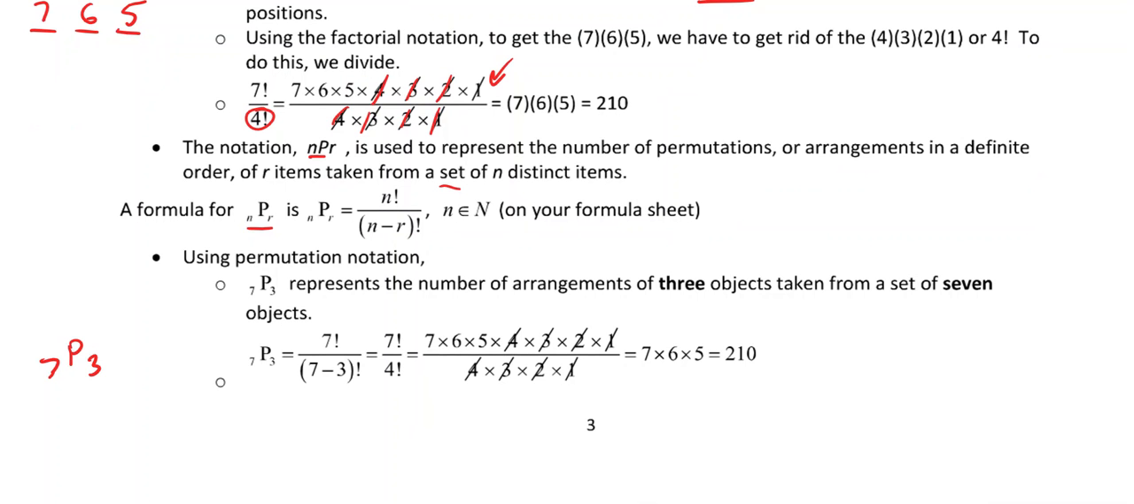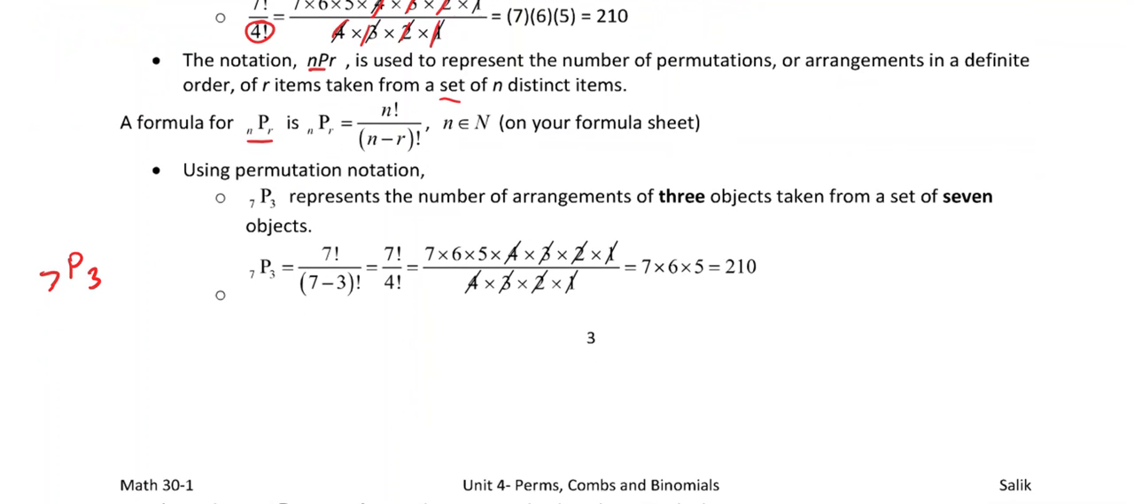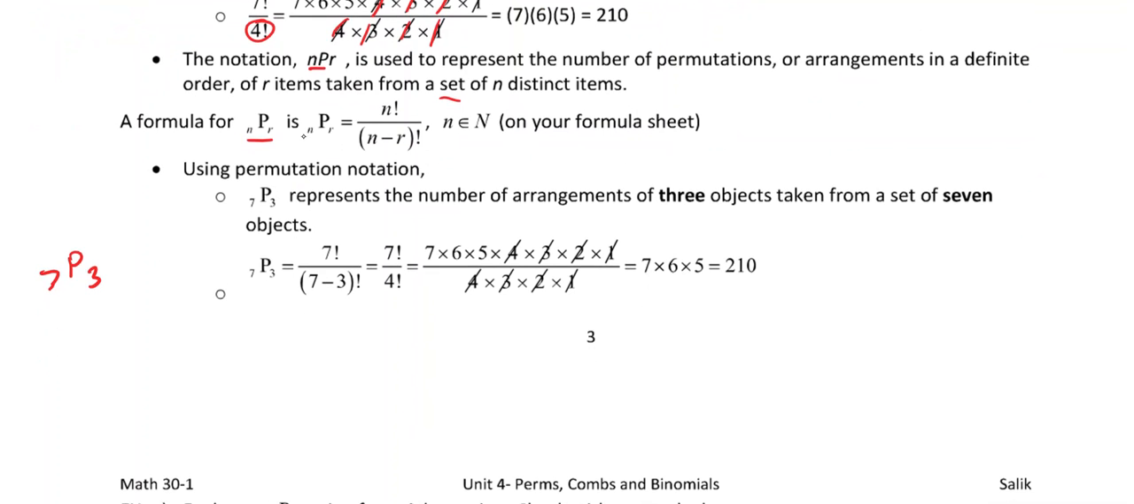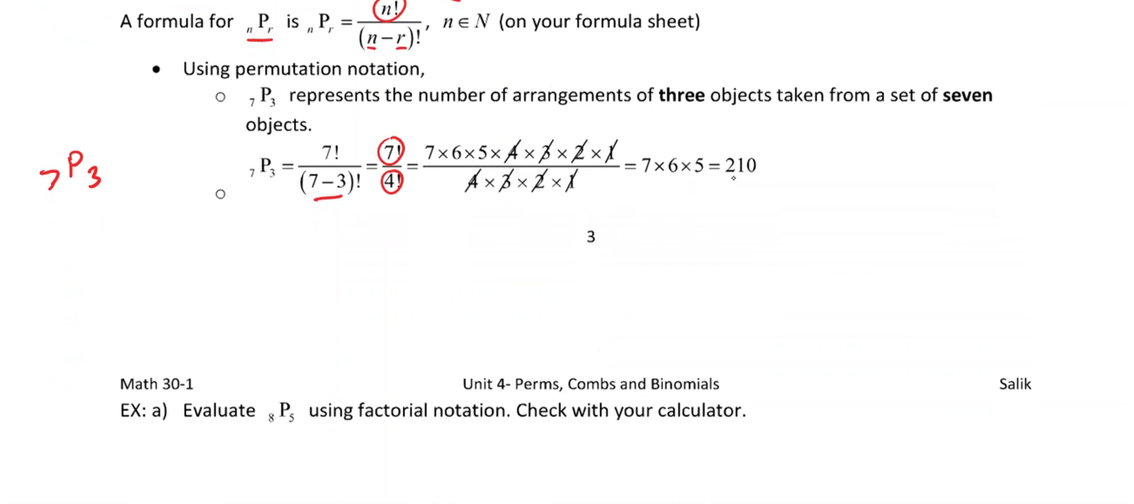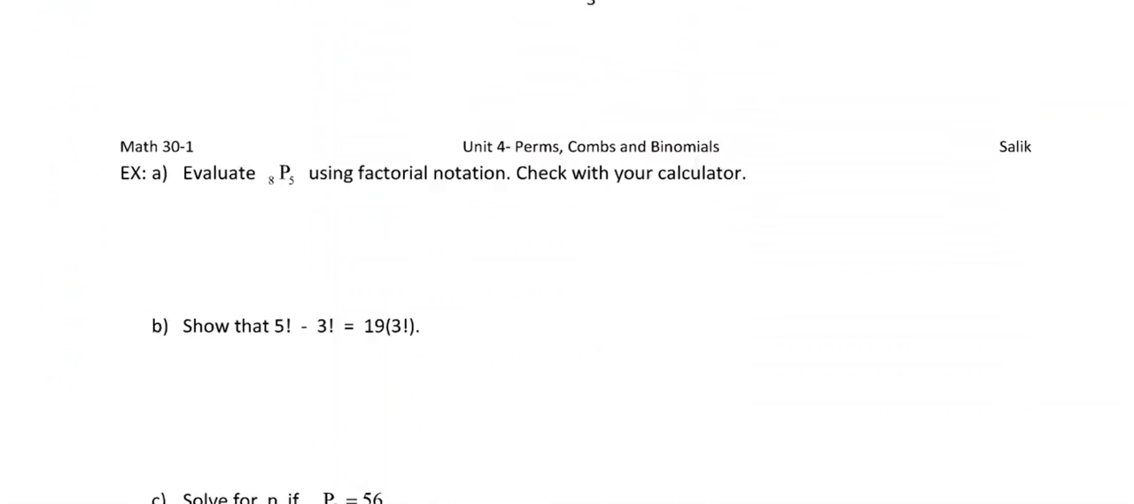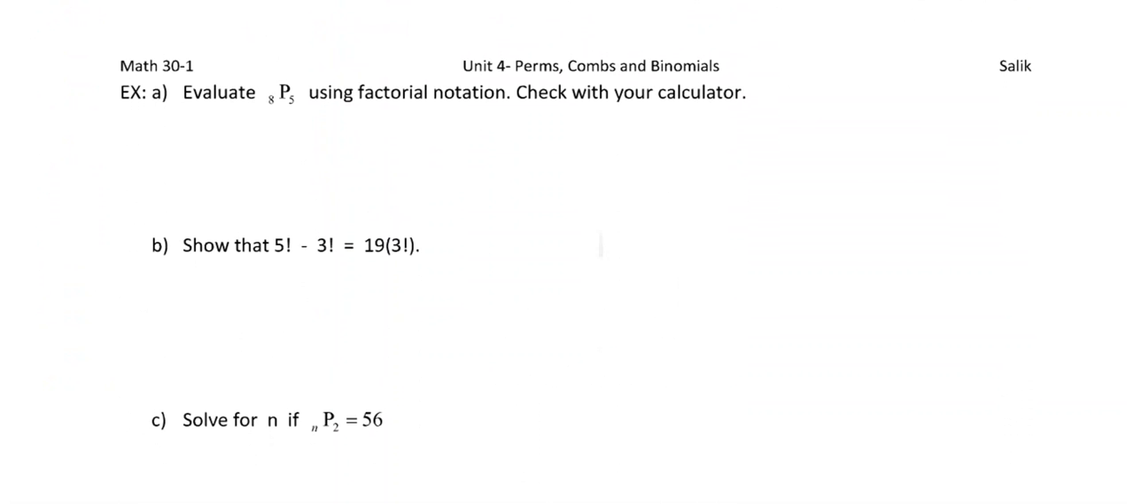So 7P3. The way this works now is if you put this in your formula, nPr, which is n factorial over n minus r factorial, that'd be 7 factorial over 7 minus 3 factorial, like in our example. Well, that would be the same thing as 7 divided by 4 factorial, which was just canceling out those, right? That's all it was doing. It was just canceling out what we needed to there, which would be 210. Okay, so example. We can put this into your calculator.